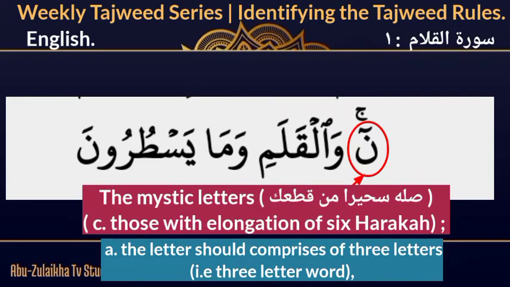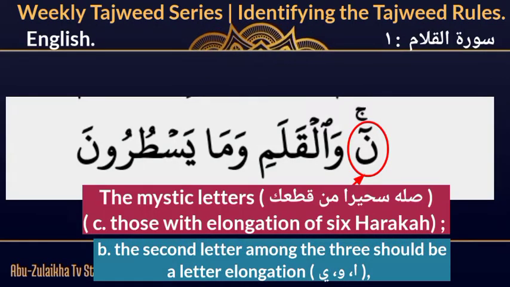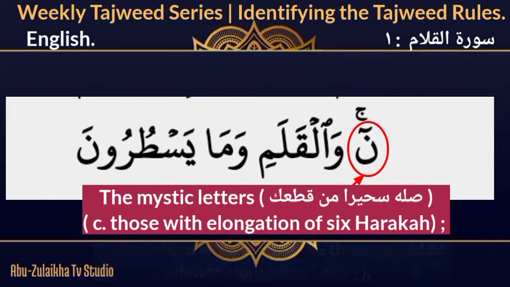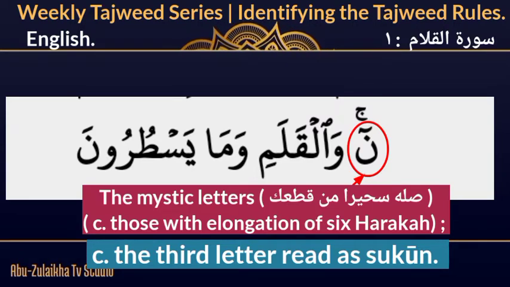Then the second option is that among the letters spelled, the middle letter should be among the letters of elongation, either alif mad, waw mad, or ya mad. That is the second letter. I will give an example of most of the three letters so that we are going to understand it better. And then the last letter among the three spelled letters should have a sukun, a vowelless sign, right?